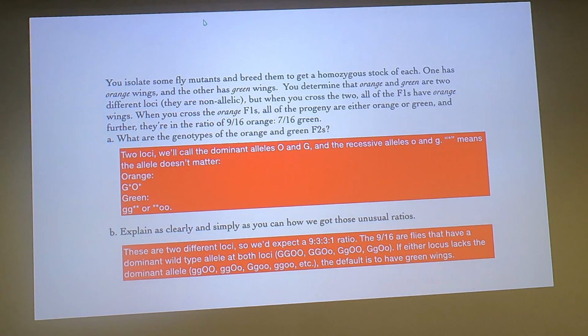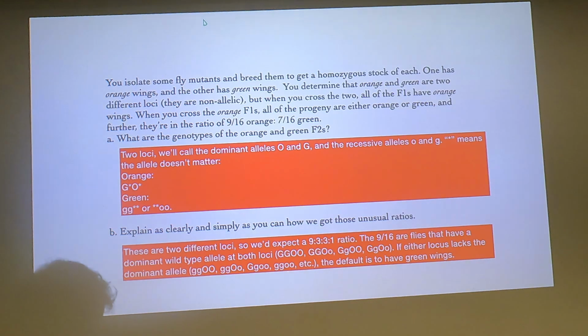If either one is non-functioning, there's a failure of the whole system to produce color in the wings, and it lapses to a default of green. So that's one possible explanation. You'd want to do more experiments to figure out exactly how it's working, but that's the logic behind it.